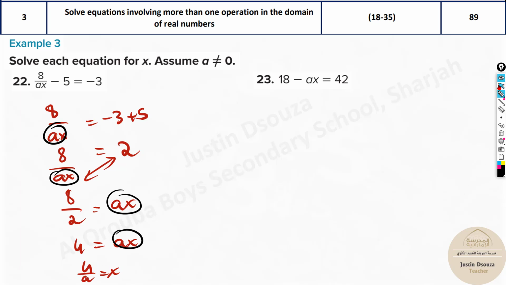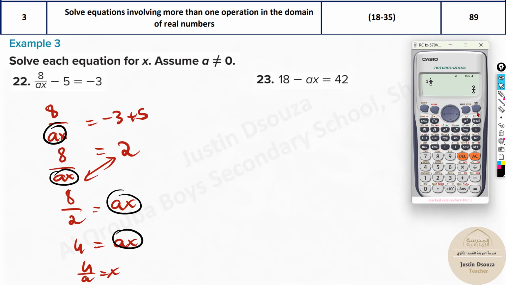So you can try this in the calculator now. We can take our calculators. You can just put this as it is. 8. Now, wherever this ax is there, put alpha x as a variable. Minus 5 equals minus 3. Shift and solve. What's the answer you're going to get? You're going to get 4. The answer is 4 divided by a. This x means it's ax. It solves for ax, right? Ax is 4. Then ultimately you divide by a.